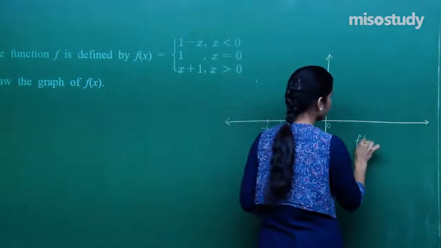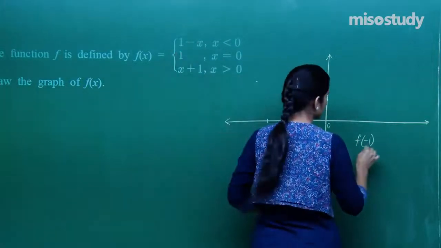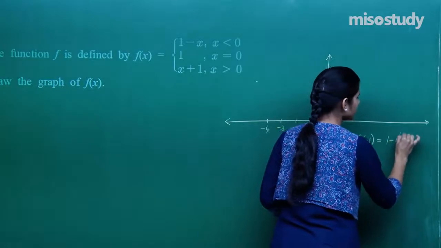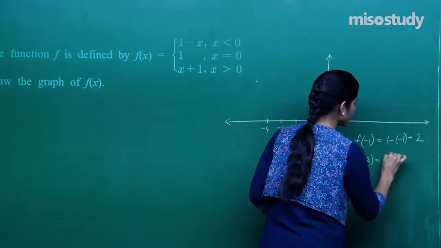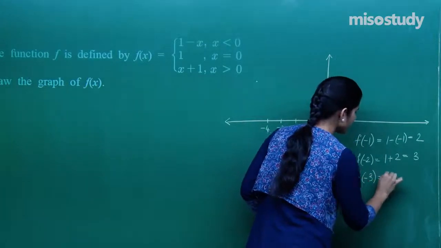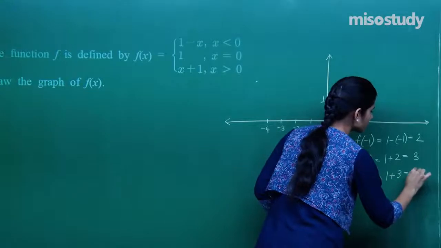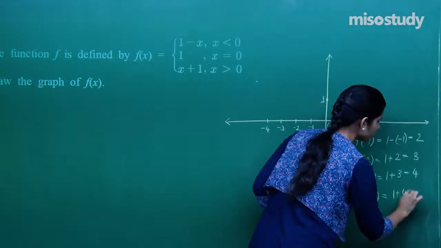Minus 1. What is f of minus 1? F of minus 1 is 1 minus minus 1, which is 2. What is f of minus 2? 1 minus minus 2, which is 3. F of minus 3 is 1 minus minus 3, which is 4. F of minus 4 is 1 minus minus 4, which is 5.